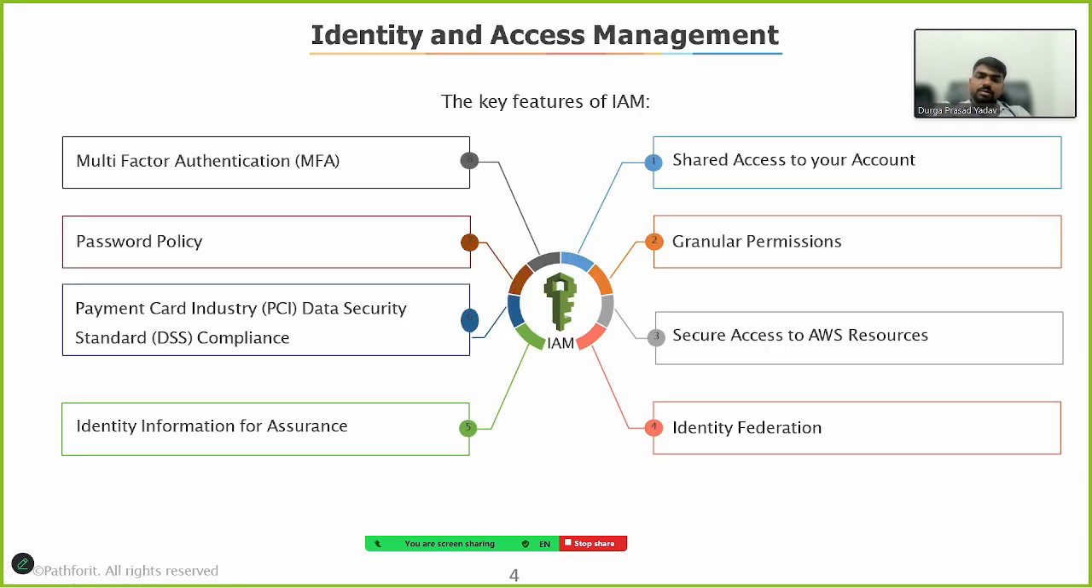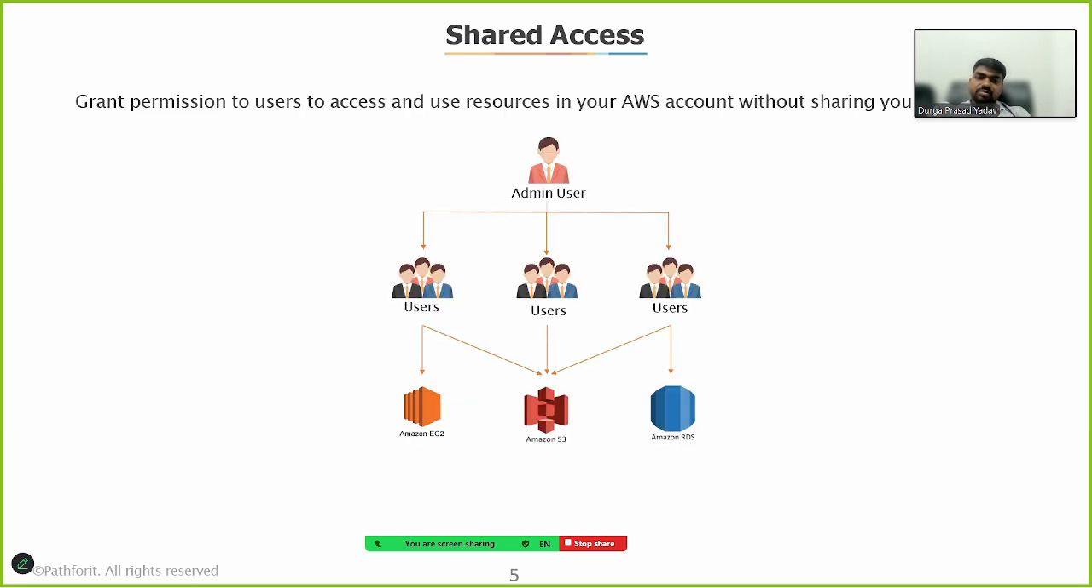As you all know, you will have shared access to your AWS account. Means whatever resources and services you have, you can give access to other users. You have granular permission, meaning you can give least privilege to the user. You have secure access to AWS resources, because only the resources you want to give will be accessible. It also has identity federation, identity information, PCI DSS for payment card related data, password policies, and multi-factor authentication. These things we have.